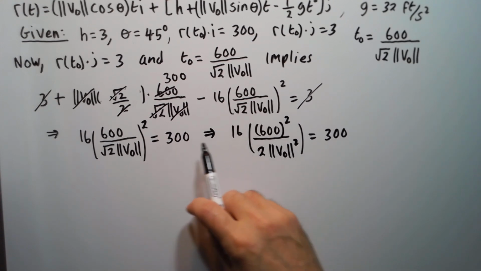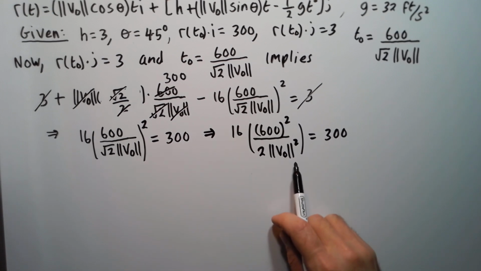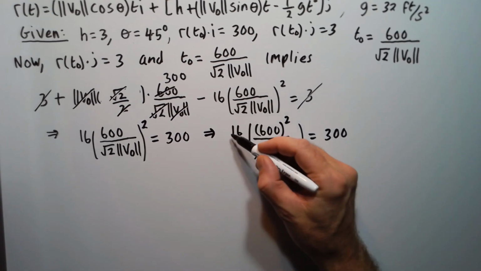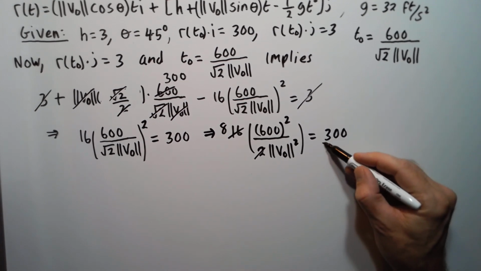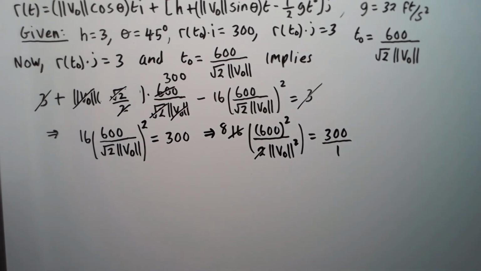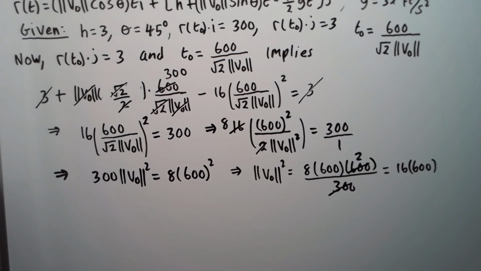Get this then. So squaring 600, squaring the square root of 2 becomes 2, squaring initial speed squared. So it's become 8 here. And now let's cross multiply. So cross multiplying, we get to here. Let's divide by 300 then. Okay, so dividing by 300 here.